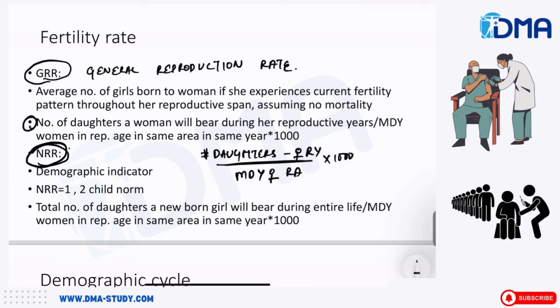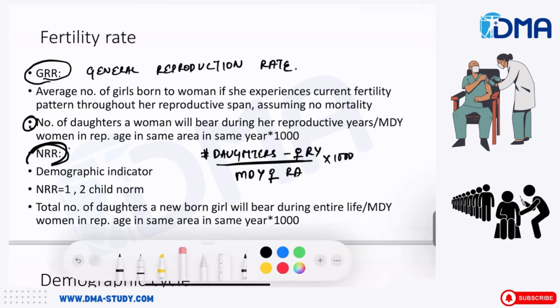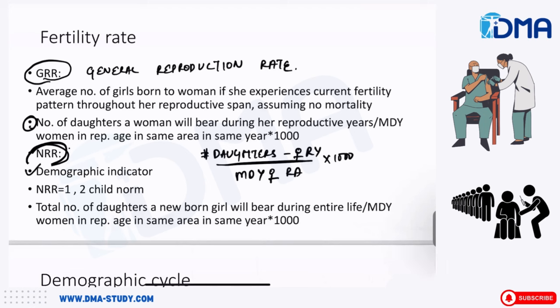Finally, NRR, which is net reproduction rate, and this is the most important indicator of all the fertility rates because it is a demographic indicator. As it is a demographic indicator, it is the most important one you have to know. As I have said, if NRR is 1, the child norm is 2. So if every family has 2 children, we have to achieve a net reproduction rate of 1. So what does net reproduction rate literally mean? It means the total number of daughters a newborn girl will have.